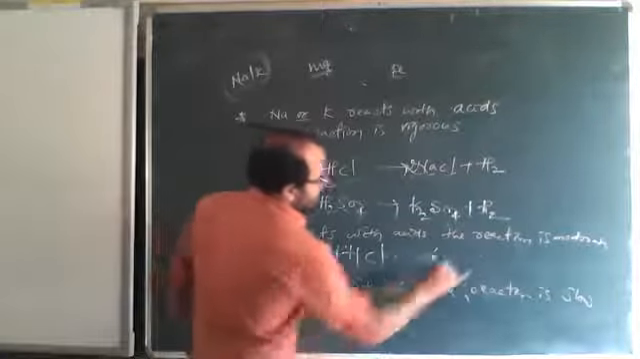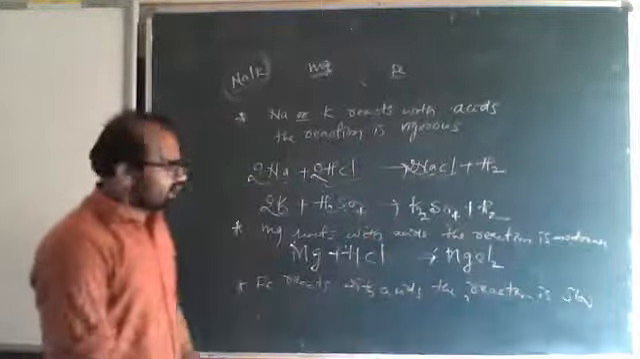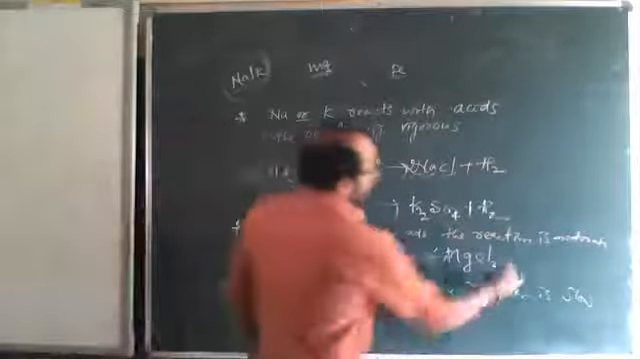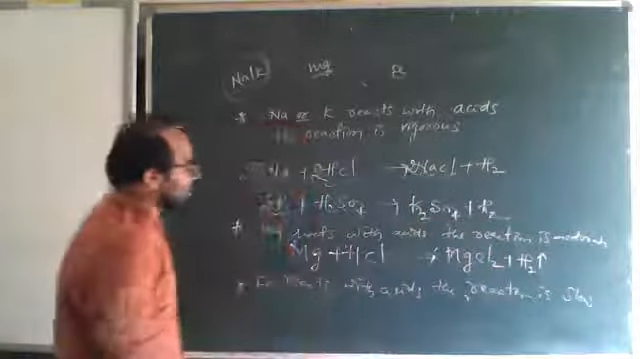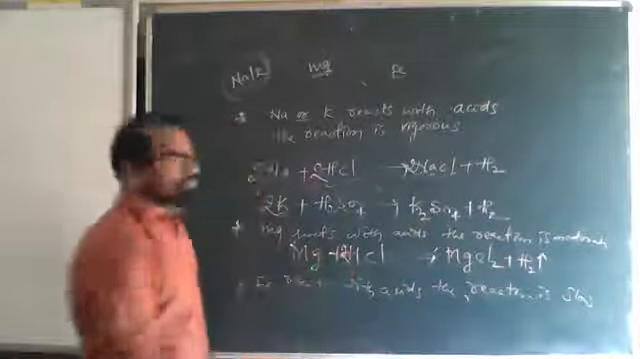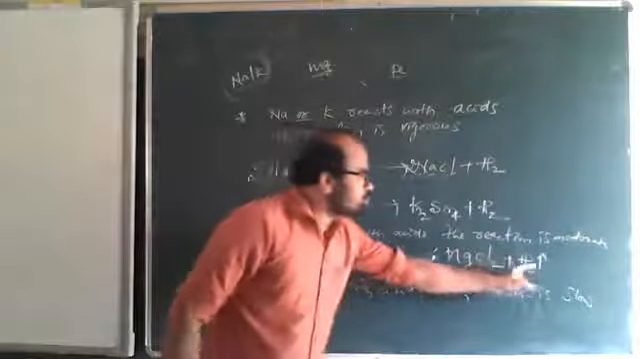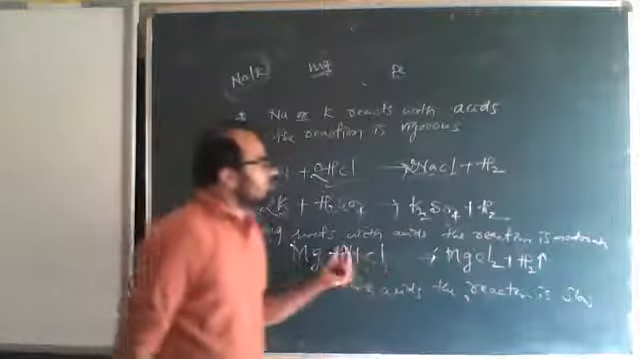Mg plus HCl, I can write MgCl2. Then plus H2. You should remember this. H2 are there, but here only one H, so I will write 2 here. 2H, 2H. So Mg, Cl2, Cl2.